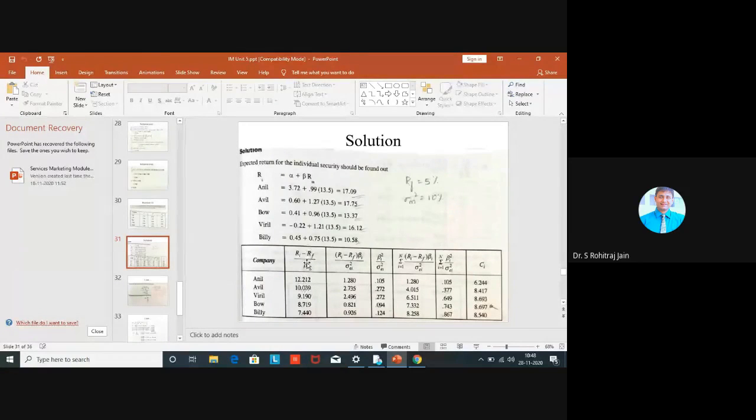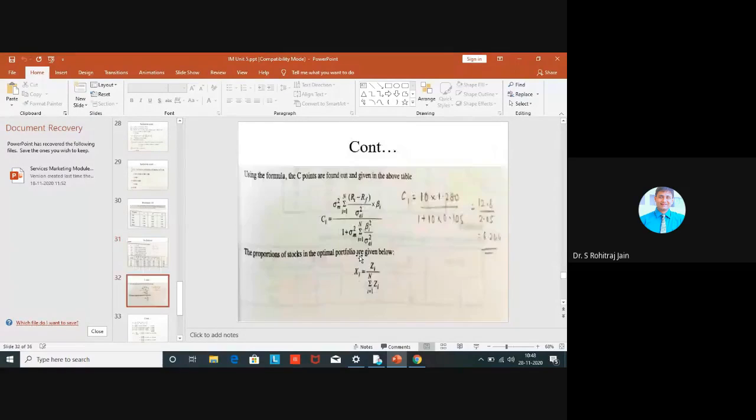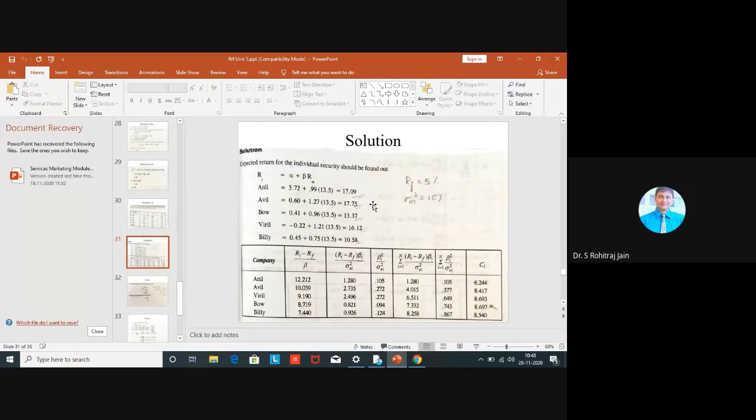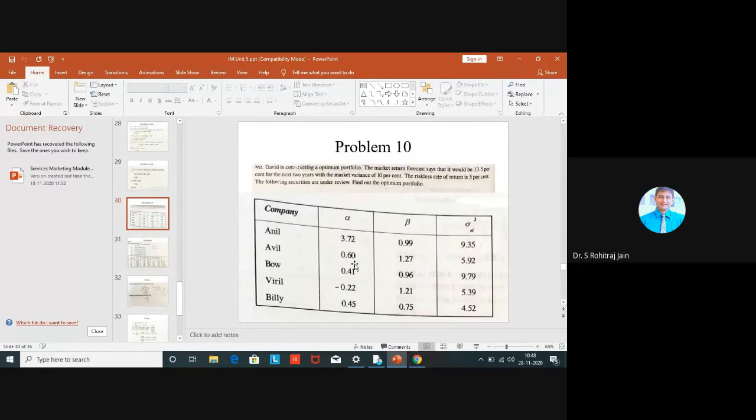So the second column, all of you have understood. Now we will go to the third column: Ri minus Rf divided by variance, sorry, that is sigma ei square into beta. Why am I using this? Because see the formula here: Ri minus Rf divided by sigma ei square, multiplied by beta. Now you should be very, very careful. What is Ri minus Rf for the first stock? Ri is 17.09 minus 5 multiplied by 0.99 divided by sigma ei square for the first stock.